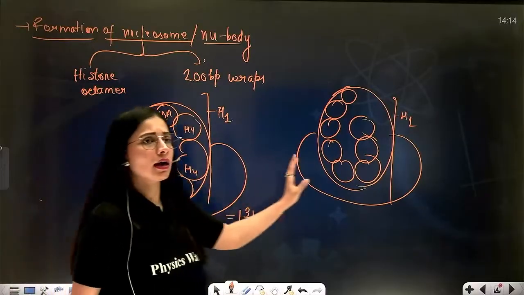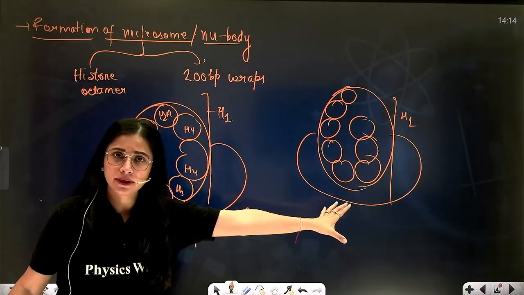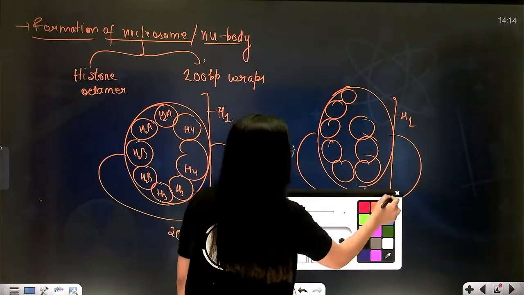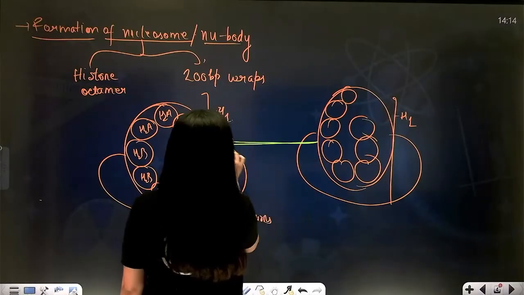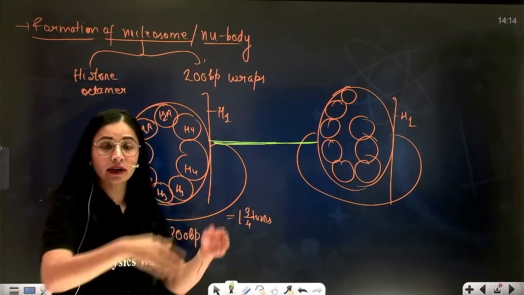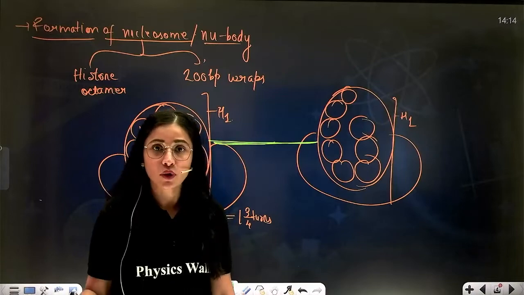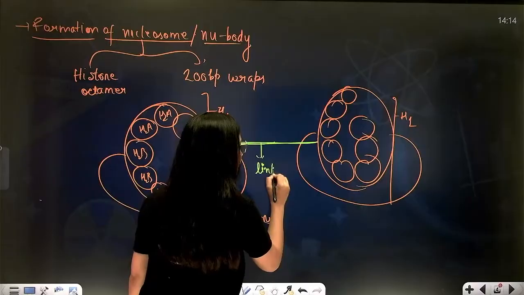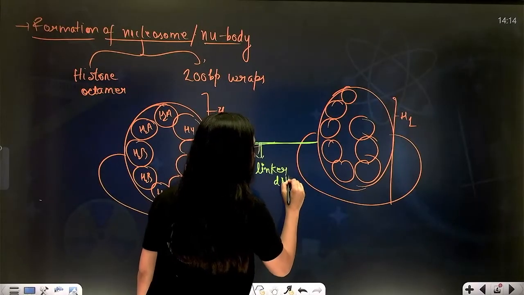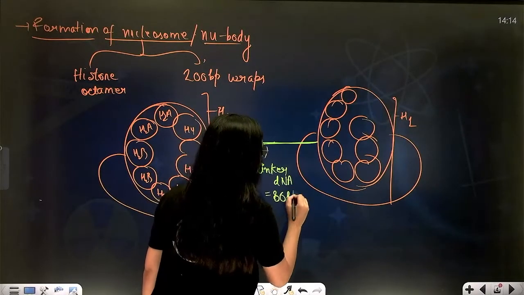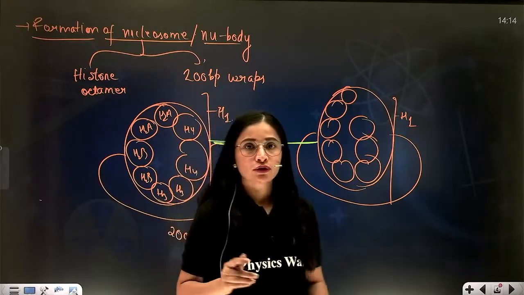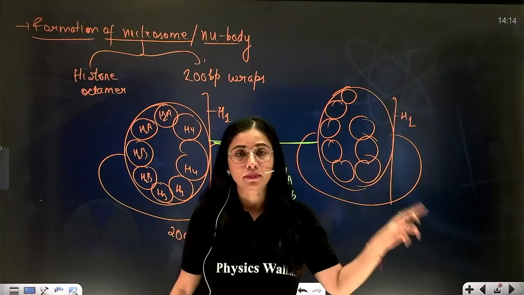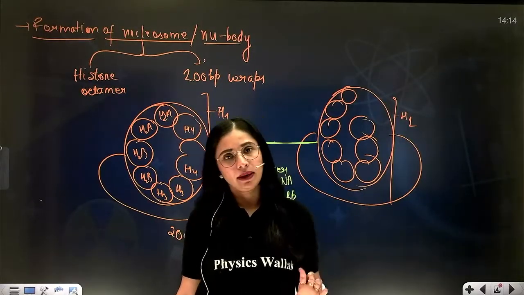Now such n number of histone octamers will be produced. Now these n number of histone octamers will be joined to each other. See, joining is also important so that one complete thread-like structure is obtained. They are joined with the help of linker DNA, which is approximately 80 base pairs. So two nucleosomes are separated by a linker DNA of approximately 80 base pairs.